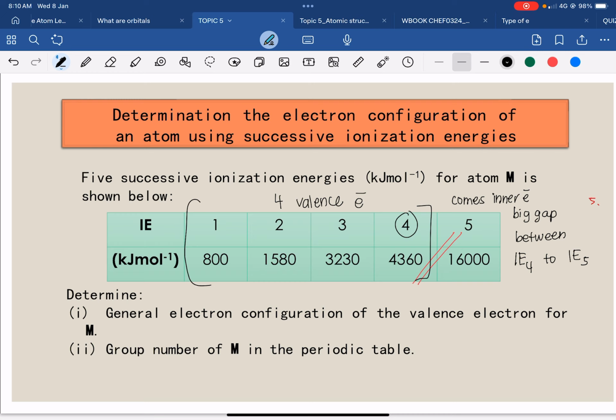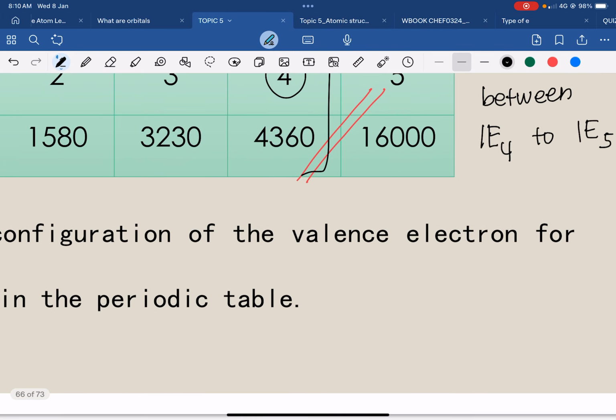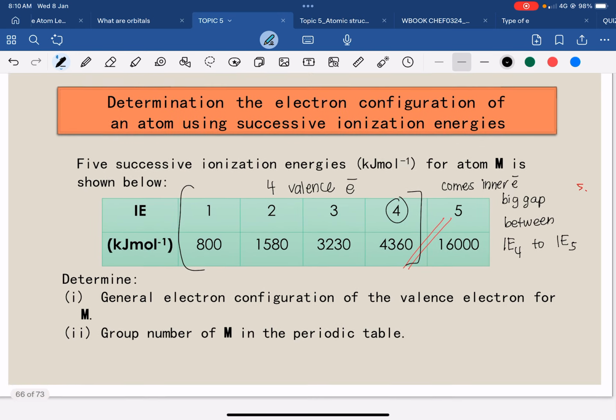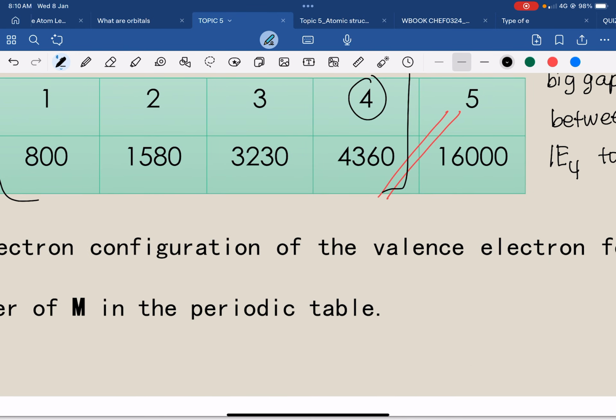So kalau soalan tanya, general electron configuration of the valence electron for M. Okay, so dia minta general electron configuration. So bila dia minta general electron configuration, biasa kita akan tulis untuk 4 elektron, maksudnya period 2, 2s2, 2p2. Okay. Madam, kenapa tak ada level 1, madam? Sebab ini ialah valence electron. Inner dia kita tak kisah apa-apa. Okay, kenapa tak ada dekat period 1? Period 1 ada 2 elektron sahaja. So kita start dengan period 2.